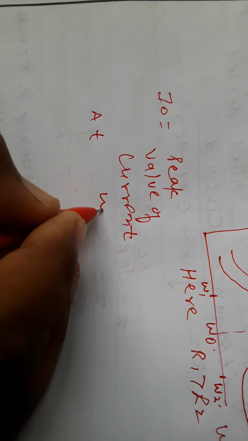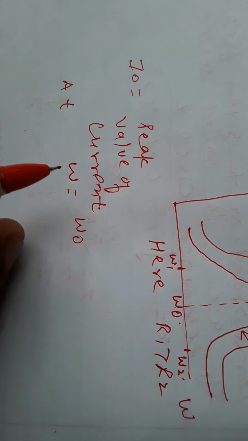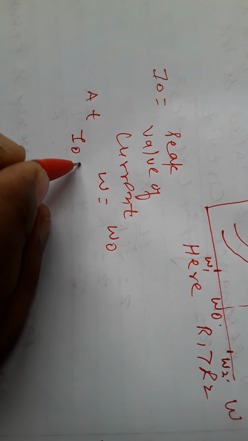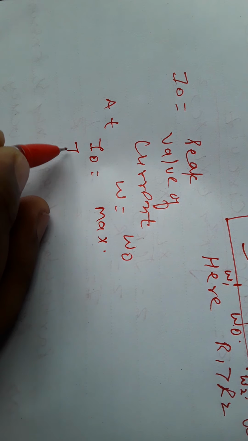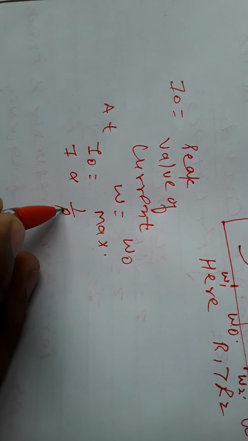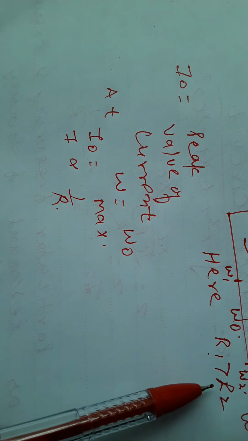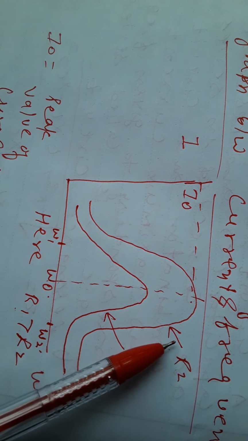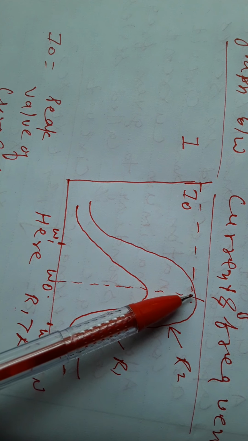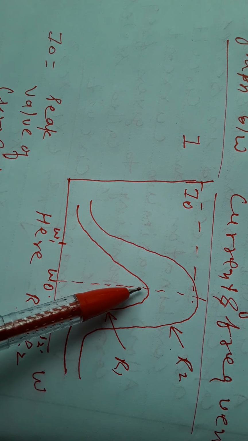At omega equal to omega naught, at this particular frequency in the graph, I naught, the current, is maximum, and we know current is inversely proportional to the resistance. We have written R1 greater than R2. If resistance is less, then current will be more. So in this graph, for this circuit resistance is less, so it has maximum current, and this has more resistance, so it has less current.